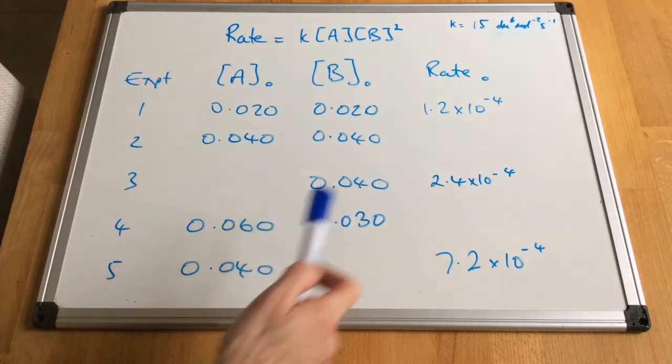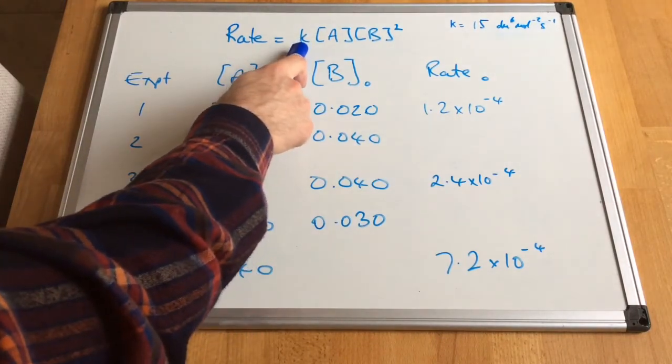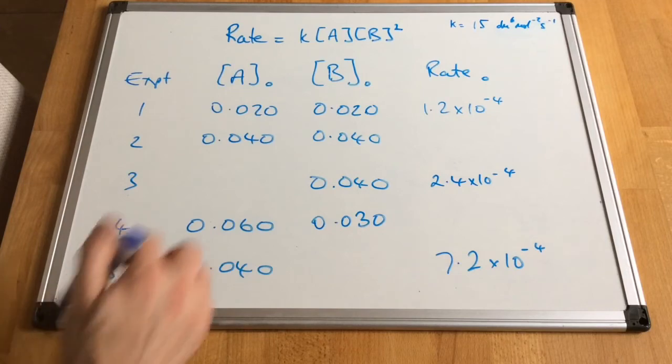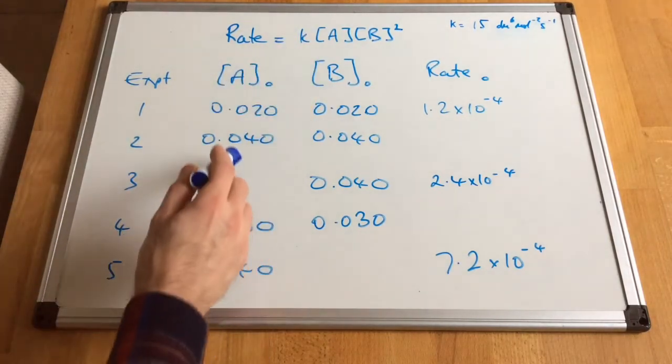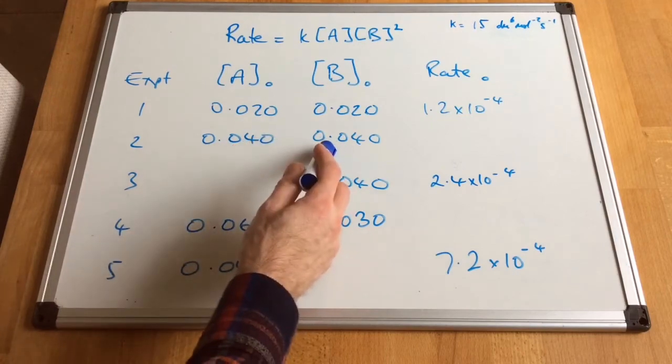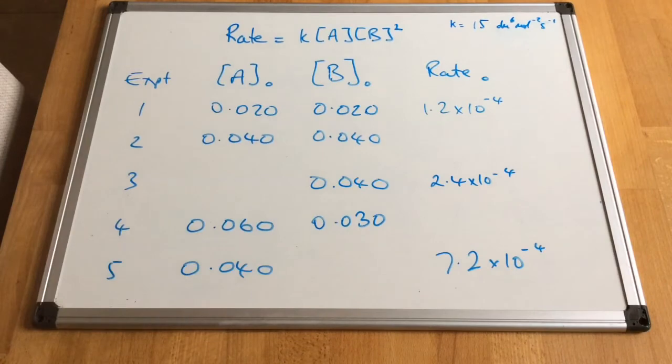So now we know K, we can work out the first missing value, which is the initial rate for experiment 2. So K doesn't change, the temperature is consistent in these series of experiments. So K is 15, the initial concentration of A is 0.04, and the initial concentration of B is also 0.04, but we've got to remember to square that. So that gave me an answer of 9.6 times 10 to the minus 4.